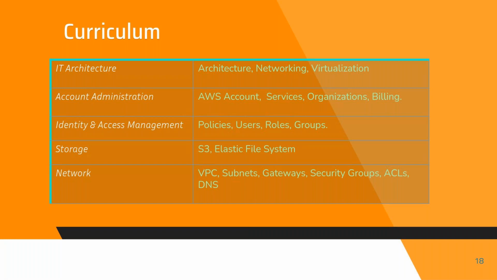Then in the network part, we talk about Virtual Private Cloud, VPC, which is nothing but a virtual network. And how do we create subnets? What are gateways, security groups, ACLs, DNS? Don't worry if you don't understand any of these things. We are going to cover them in our course. Okay, but I'm just giving you an idea of what's coming up in the actual course, right?